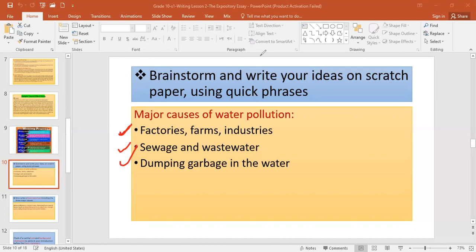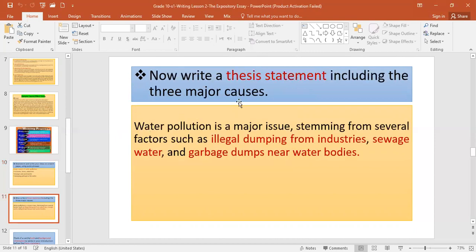Now, the second part. Okay, let me just clear the screen. The second part, I write my thesis statement. Not at the beginning, I just need to make it ready. Water pollution is a major issue stemming, meaning resulting, from several factors such as illegal dumping from industries, sewage water, and garbage dumps near water bodies. Those are the ideas I brainstormed.